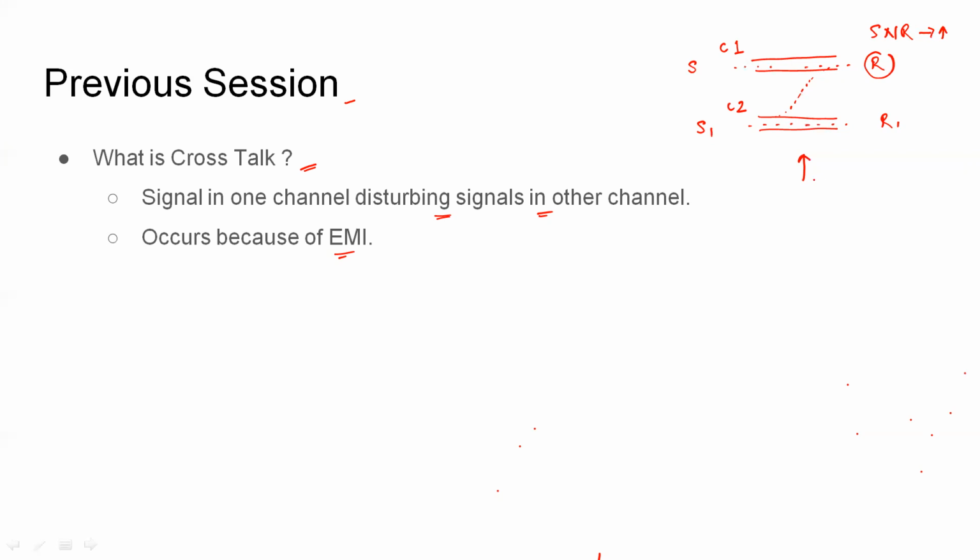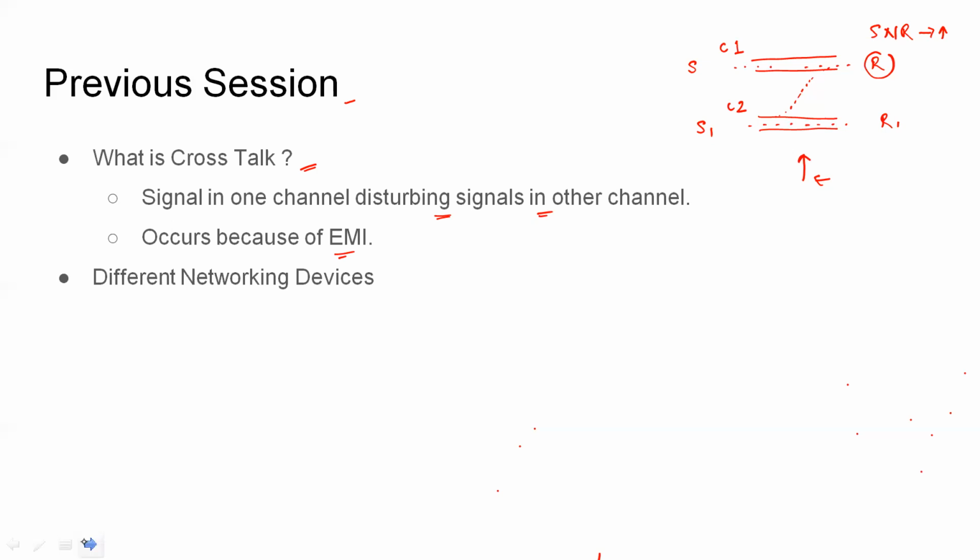So why does this EMI occur? Again, the question comes. It can be intentional or unintentional. Intentional, as in, supposing there is an intruder and the intruder wants to disturb the communication. In such cases also, crosstalk appears. In other cases, it happens because you are passing through high power lines, or talking about the wireless medium, if you go very close to an oven. These are all some of the examples where EMI can interfere in your communication.